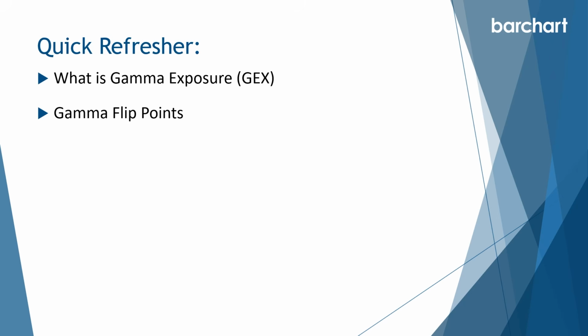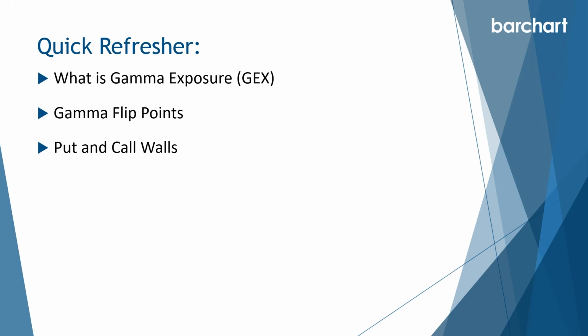When a stock drops below the flip point, the exact opposite happens. Market makers have to sell when the stock drops and buy when the stock rallies. So that amplifies the moves in both directions, volatility picks up, and things can get pretty ugly pretty fast. It's a very dangerous environment for option sellers and a potentially rewarding one for long volatility trades.